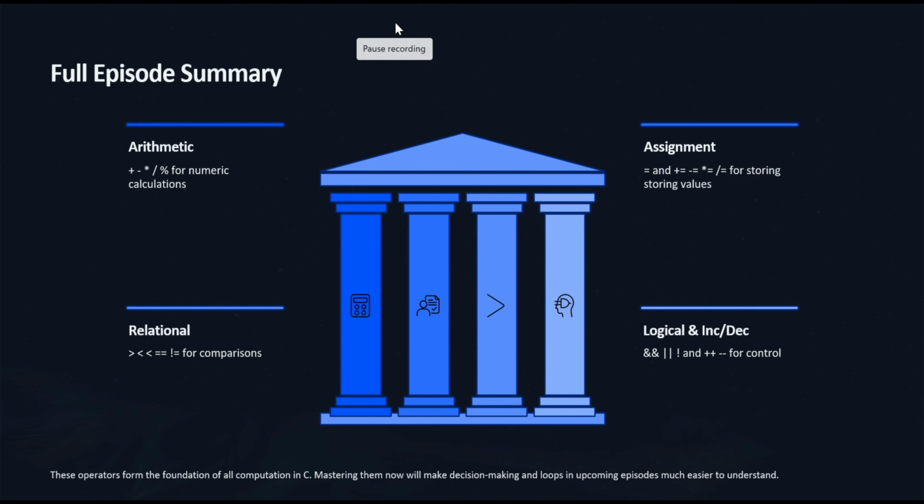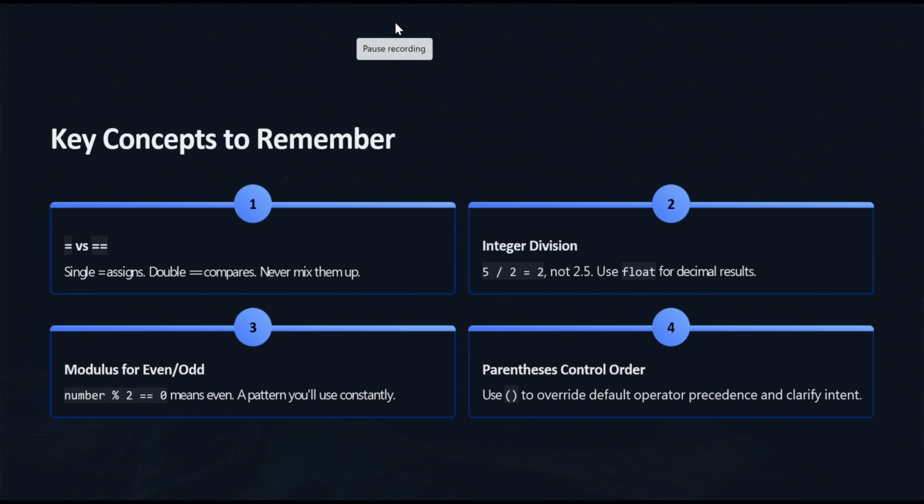Full episode summary. Arithmetic operators for numeric calculations. Assignment operators, equals, plus equals, asterisk equals, for storing values. Relational operators, less than, equals equals, for comparisons. Logical operators and increment and decrement operators for control. These operators form the foundation of all computation in C. Mastering them now will make decision-making and loops in upcoming episodes much easier to understand.